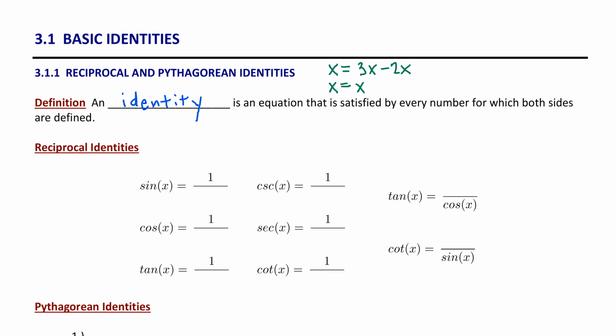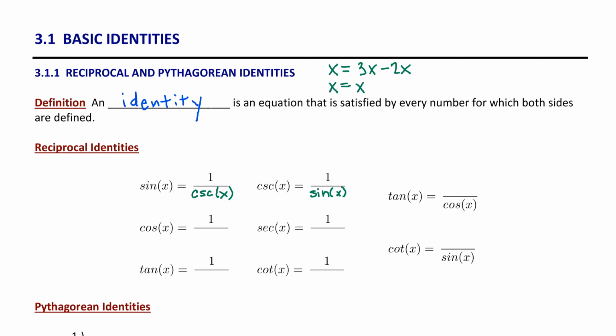Now, you already are familiar with the basic reciprocal identities, so let's repeat those here. You've already learned that sine of x is the reciprocal of cosecant of x. That is, sine of x equals 1 over cosecant of x. Similarly, cosecant of x is the reciprocal of sine. That is, cosecant of x is equal to 1 over sine of x. Both of these equations are identities. That is, they represent the same expression in different forms.